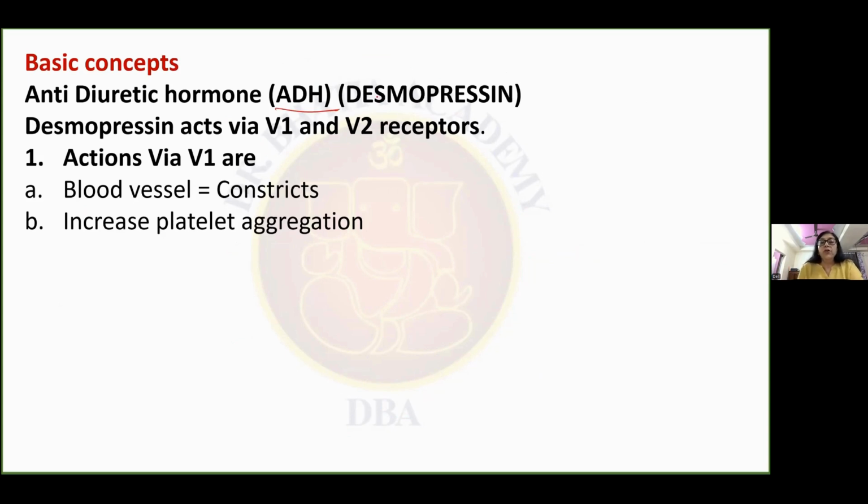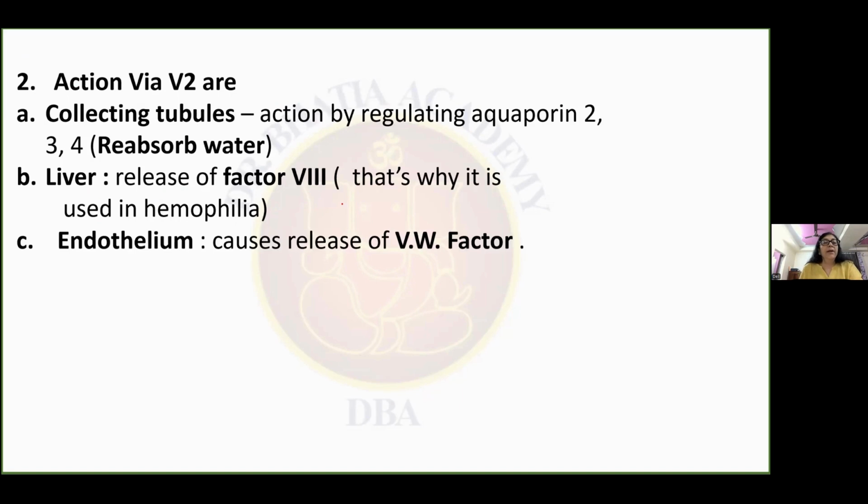Now anti-diuretic hormone, or desmopressin, acts via the V1 and V2 receptors. For V1, the action is on the blood vessels, causing constriction and increased platelet aggregation. But in the kidneys, it acts via the V2 receptors at the collecting ducts, through aquaporin 2, 3 and 4, and it will reabsorb the water.